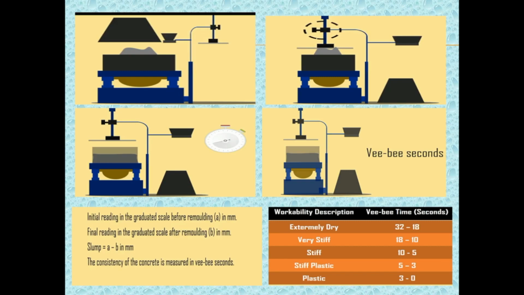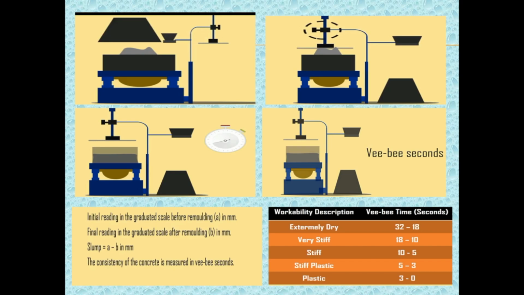Now remove the cylindrical cone by raising the cone slowly in the vertical direction. Again, place the glass disc and determine the reading. Now switch on the electrical vibrators, at the same time switch on the stopwatch. The concrete will start to spread in the cylindrical container. Continue the vibrations until the concrete is remolded and the surface of concrete becomes flat.